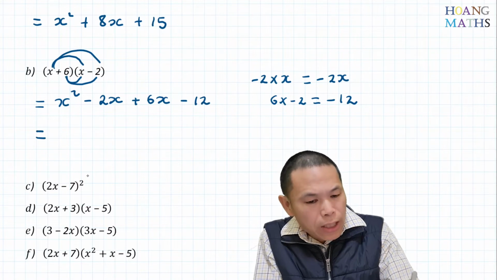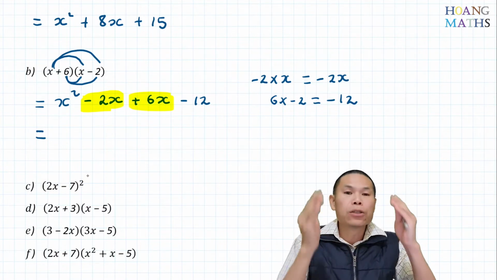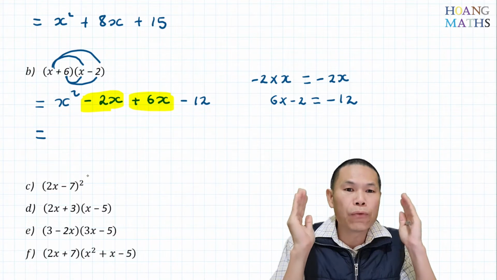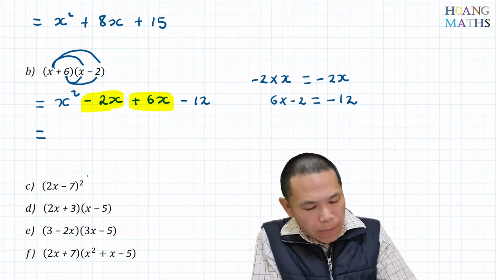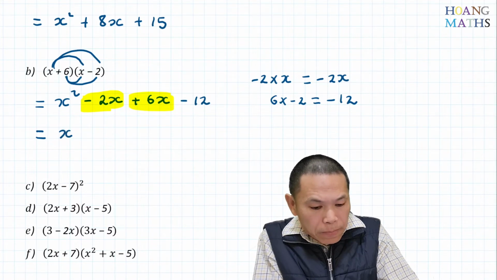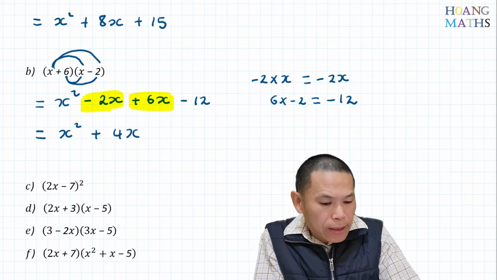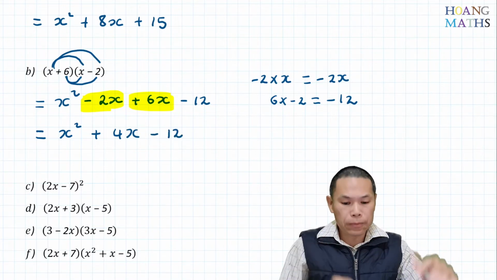Now I just collect the like terms. The like terms are minus 2x and plus 6x. Negative 2 plus 6 is the same as 6 minus 2, which is 4. So that is 4x, and I just write the rest down. So x squared plus 4x minus 12. There you go.